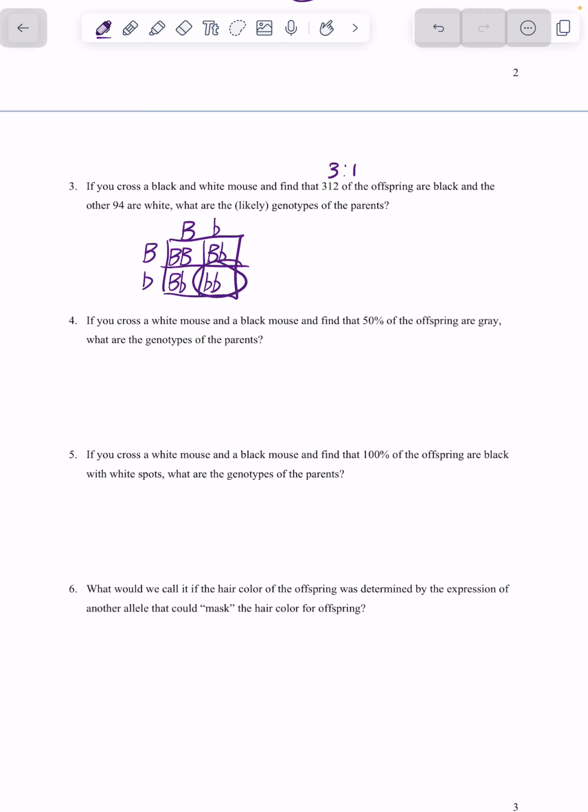And we only see that if we're able to see that 3-to-1 ratio. Remember that F1 cross, where we have our heterozygotes crossing with one another, giving us a 3-to-1 ratio. So the likely genotypes of the parents would be something like this.